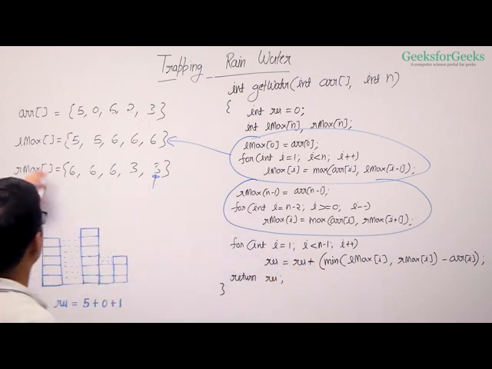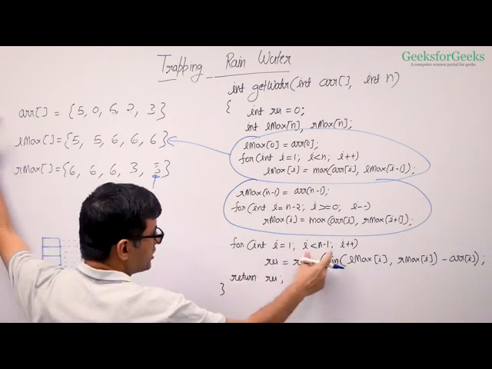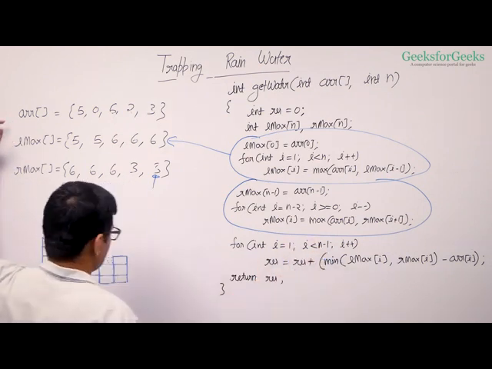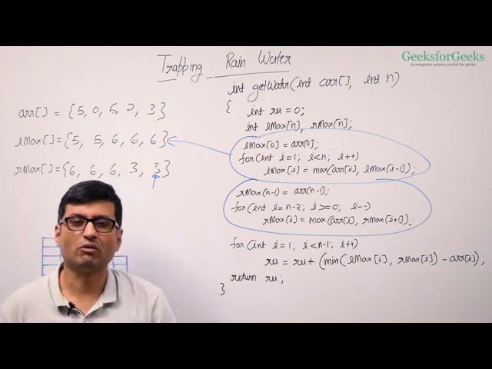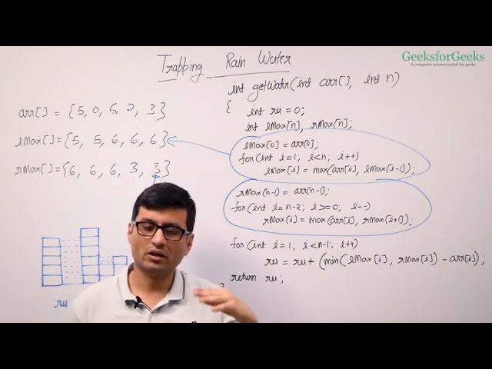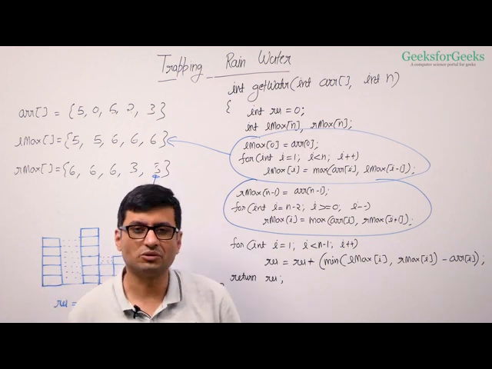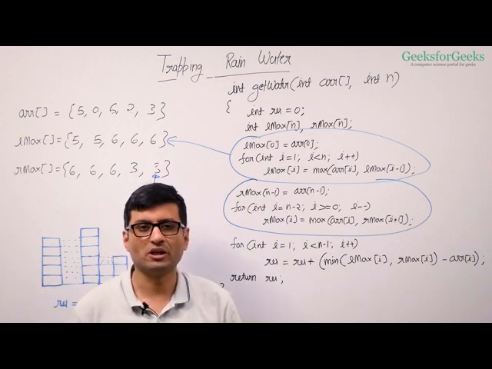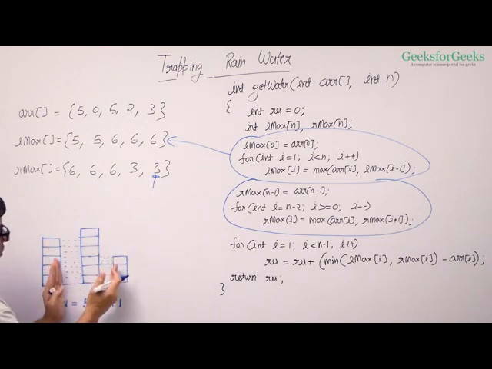Let's do a dry run for this example. So we need to compute this result only for the middle bars. As we discussed before the naive solution, we cannot store any water on top of corner bars because there is nothing on the left of the leftmost bar to support more water. Similarly, there is nothing on the right of the rightmost bar to support water. So we need to compute how much water we can accumulate for the middle 3 bars. So let's see how we get the result 5 for this bar.